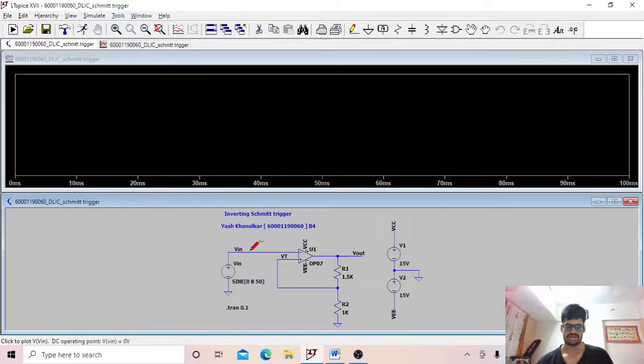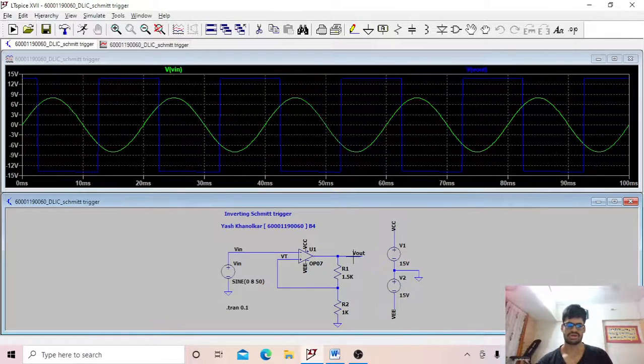So we check Vin and we check Vout. We can see that in this case we can take an example where Vt is plus 6 volts. In the first case Vt is greater than Vin, so we get plus beta Vsat, and we get Vsat at the output right here. Now if Vin increases to greater than 6 volts, then the output drops to minus Vsat, and the feedback gives Vt as minus beta Vsat.